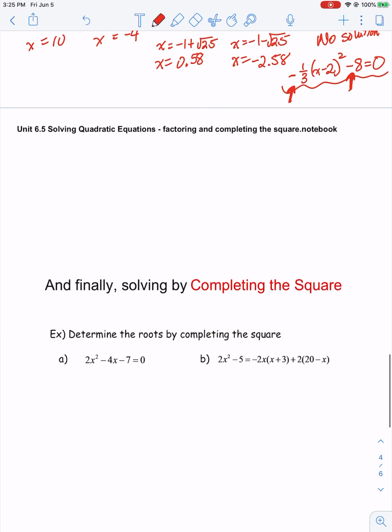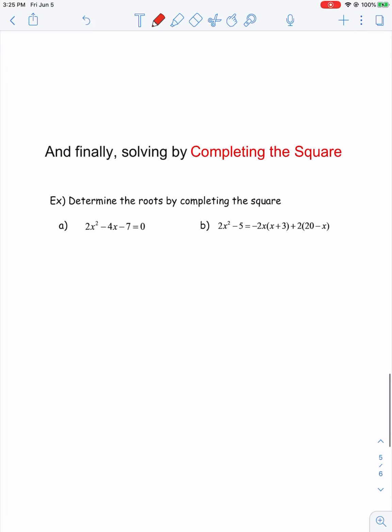Okay, so that leads us to solving by completing the square. What this is saying is, complete the square and then solve that equation, because I don't know if this is factorable. This says two numbers that multiply to give you negative 14 and add to give you negative 4. I don't know of two numbers that do that. So we can't do this by factoring. Certainly we could do it by just graphing it in Desmos, but that's not the point of this. This is really about how to do these things algebraically.